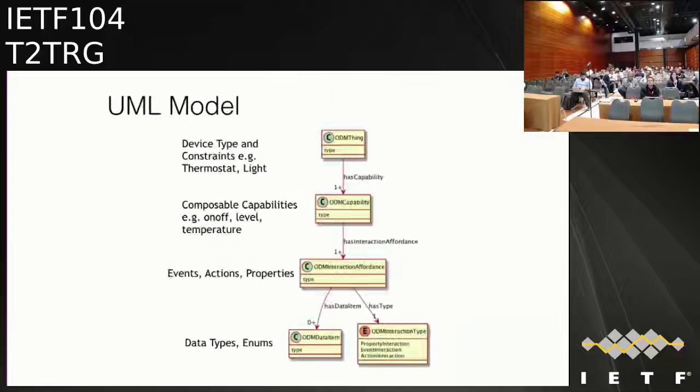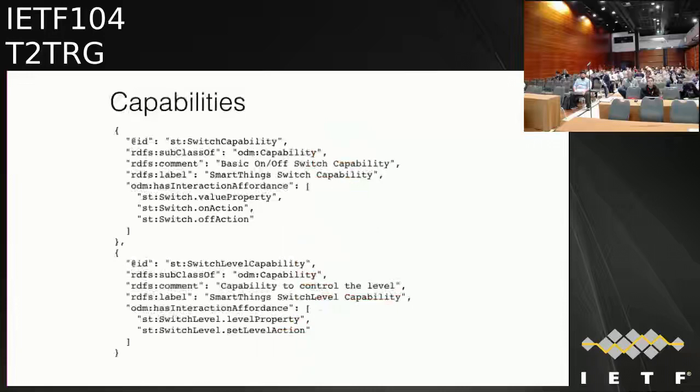So the UML model, okay, this is just repeating what we already said. There's a thing, and it has capabilities, and they have interaction affordances, which can be events, actions, and properties, and then there's some data types. And the data typing is for the range and the range units, things like that, what's in the enum, et cetera. Okay, next slide, please.